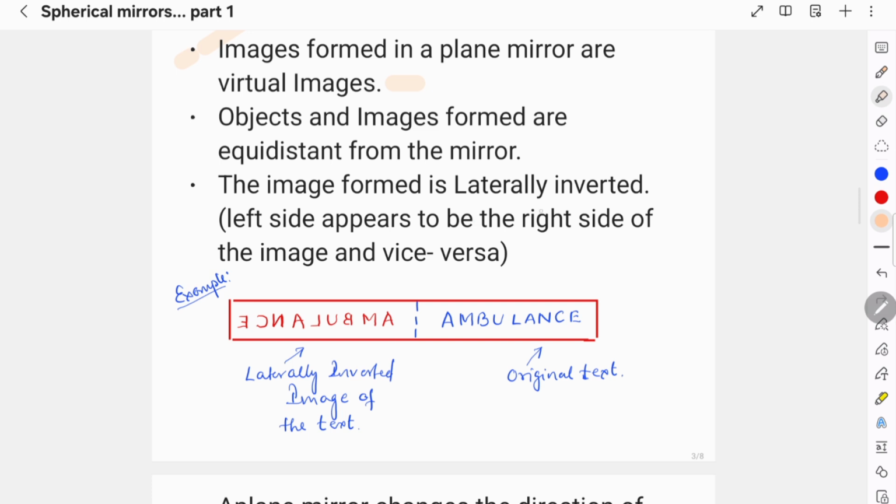And then the image formed is laterally inverted. That means the left side of the object appears to be the right side of the image. We can see this by an example. This is how the ambulance is written on the vehicle. It is written in a laterally inverted way. Suppose we are driving a bike or a car and an ambulance is coming from behind. When we see it in the side mirror, we get this impression. This part is laterally inverted and we see the actual text written in the mirror of the vehicle.